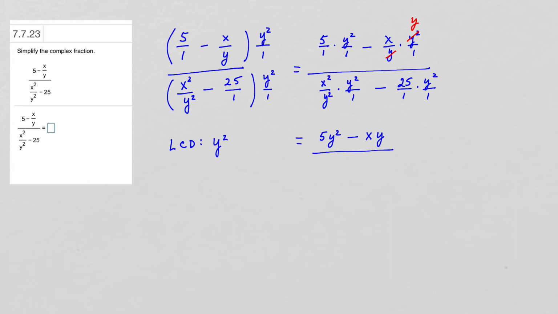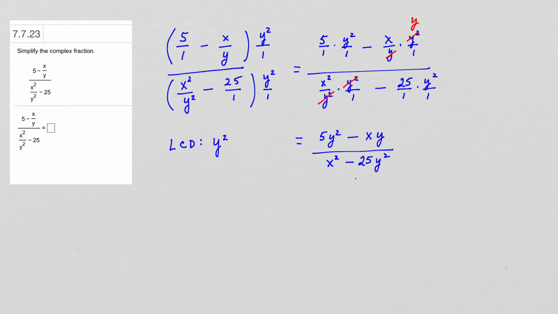And that's all over. Let's see. We can divide both top and bottom by y squared. Those cancel out. So I just have x squared minus 25y squared.